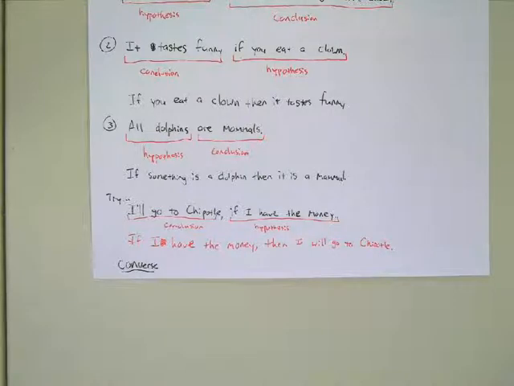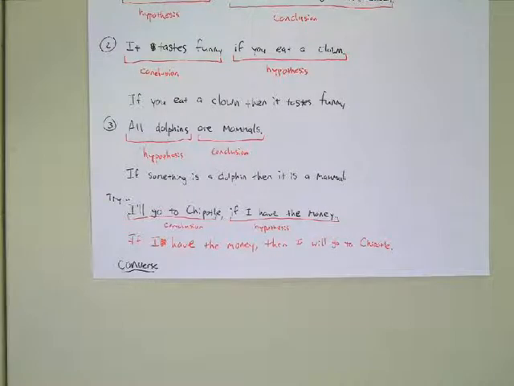The converse of that statement is if you take the conclusion and make it the hypothesis, and take the hypothesis and make it the conclusion. So in other words, right now, in if-then form, I have, if I have the money, then I'll go to Chipotle, okay? The converse of that statement is, if I will go to Chipotle, then I have the money, okay? You'll notice the meaning changes a little bit when you do something like that. Or, if something is a mammal, then it is a dolphin.